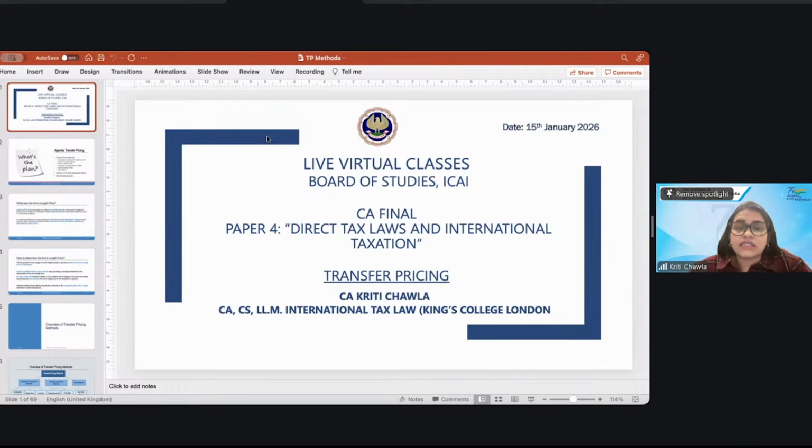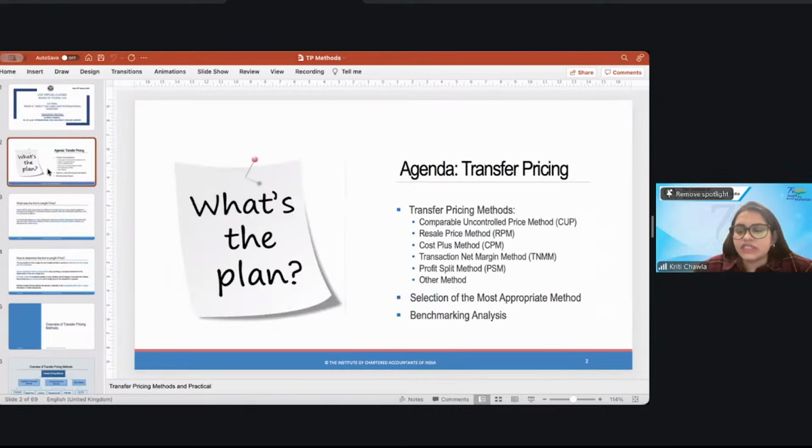After that, in the next lecture, we discussed transfer pricing methods. So in all, we discussed how do you really compute the arm's length price, or how do you really determine the arm's length price. I mentioned this was the slide deck that we were discussing. For today's lecture, I will just take you through those particular methods that we discussed.